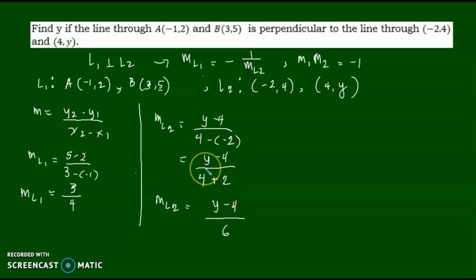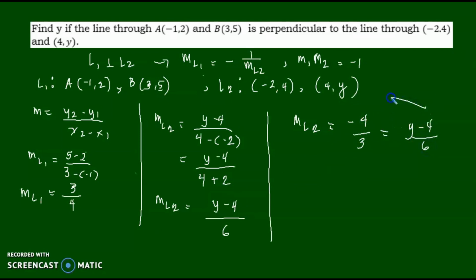Take note that the two lines are perpendicular. So meaning to say, if the slope of line 1 is equal to 3/4, then the numerical value of the slope of line 2 is equal to the negative reciprocal of 3/4, which is -4/3. So therefore, the numerical value of the slope of line 2 is equal to -4/3, which is equal to y minus 4 over 6. Then solve this equation. So -4/3 equals y minus 4 over 6.